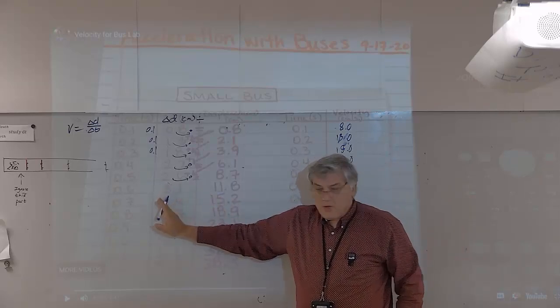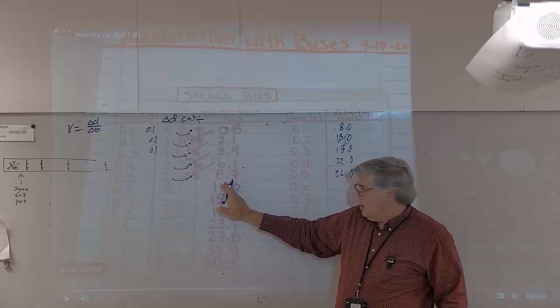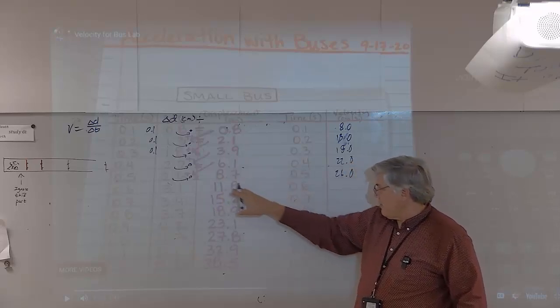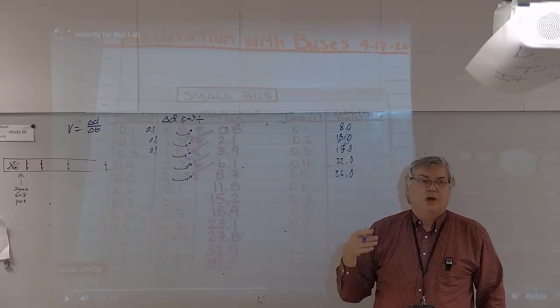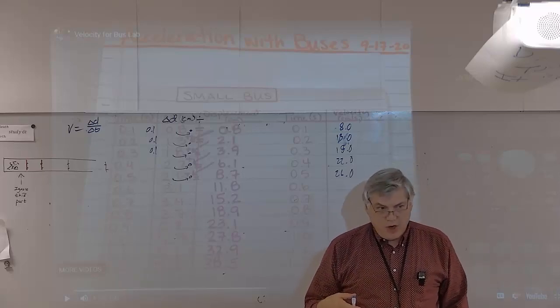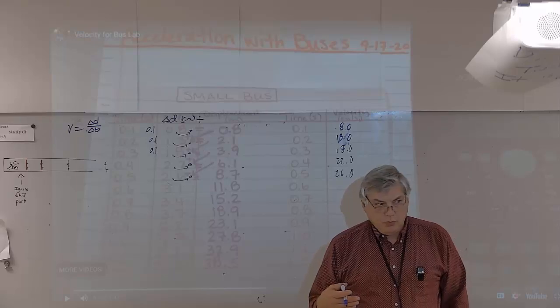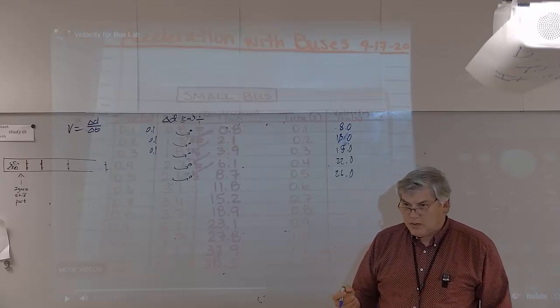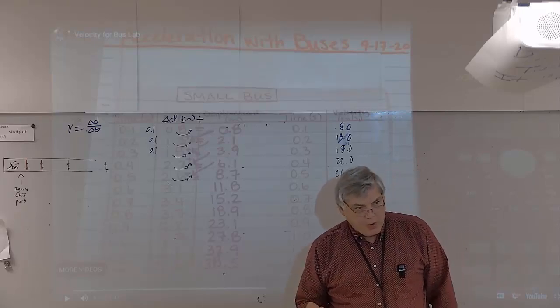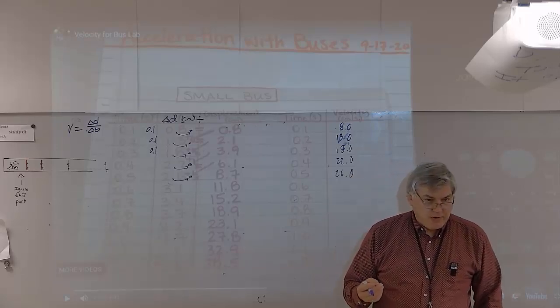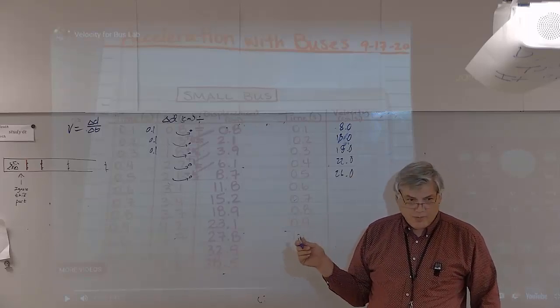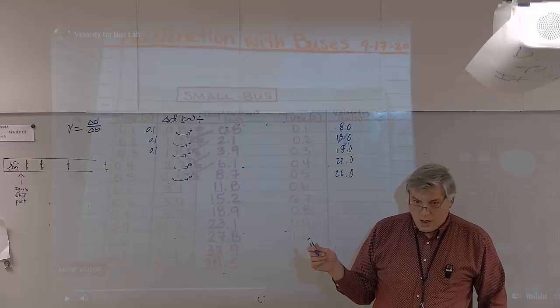Otherwise you're taking this number, 8.7 divided by 0.5, or 11.8 divided by 0.6. That running average of the velocity is a valid way to look at this data, but it's not the way I want to look at it for this part of the lab. Does everybody understand how to do this part right here? All right, so it's a lot easier.